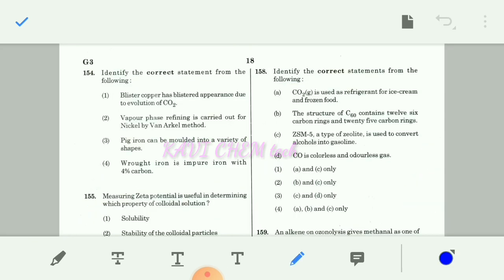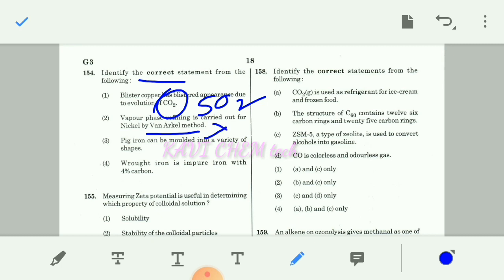Next one, identify the correct statement. Blister copper has a blistered appearance due to the evolution of carbon dioxide is given. It is due to the evolution of sulfur dioxide, so it is a wrong statement. Copper matte refining is carried out by the Van Arkel method for nickel? Nickel is not by the Van Arkel, it is the Mond process. So it is also a wrong statement.